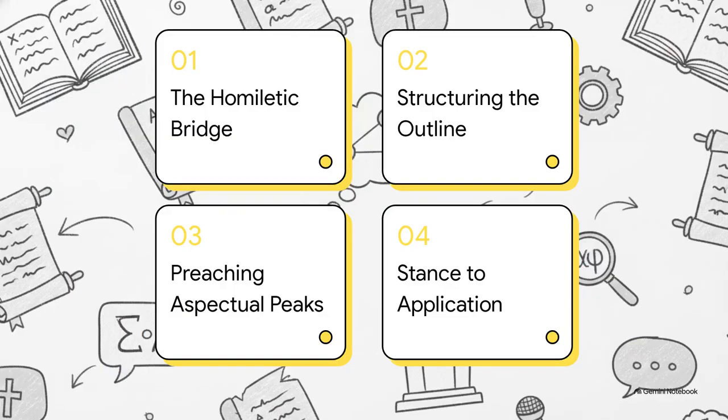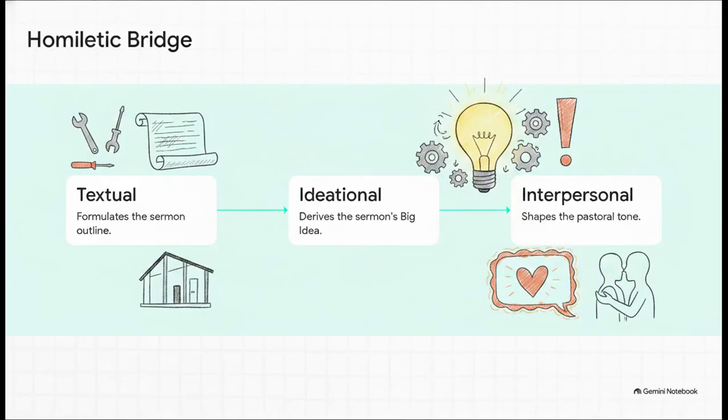We're using 1 John chapter 1 as our definitive case study to map out our four-step framework: crossing the homiletic bridge, structuring the expository outline, preaching the aspectual peaks, and translating stance to application. Now, linguistic data absolutely shouldn't be some abstract academic theory. This SFL pipeline shows exactly how these function as mechanical tools on your workbench.